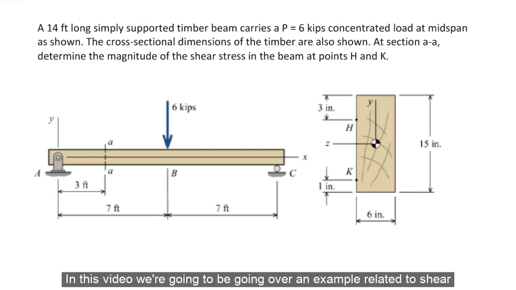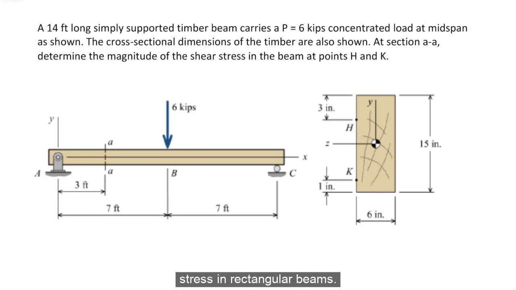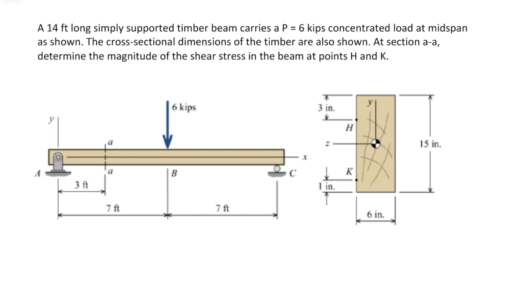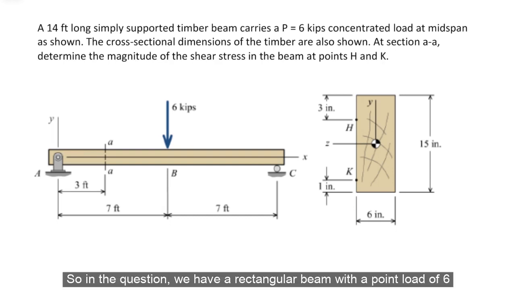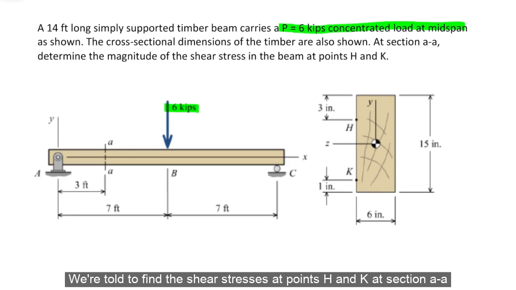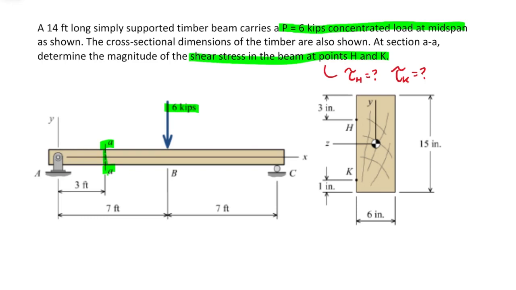In this video, we're going to be going over an example related to shear stress and rectangular beams. I'll let you pause the video so you can read over the question and attempt the question on your own if you want. So, in the question, we have a rectangular beam with a point load of 6 kips at midspan of the beam. We're told to find the shear stresses at points H and K at section AA of the beam.